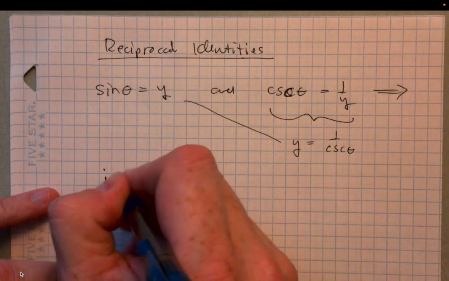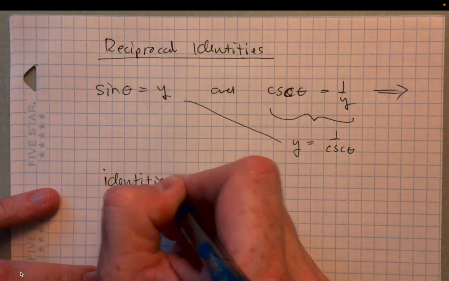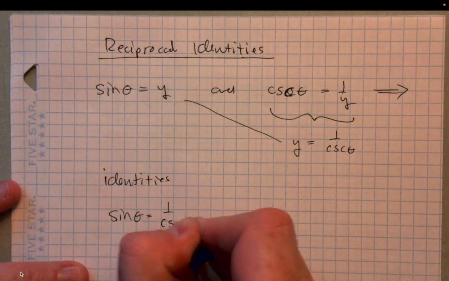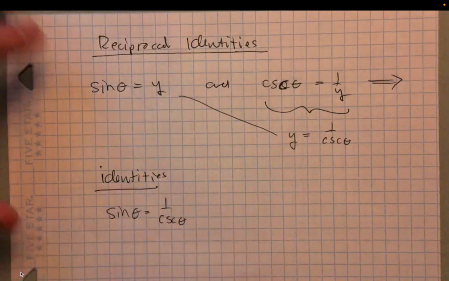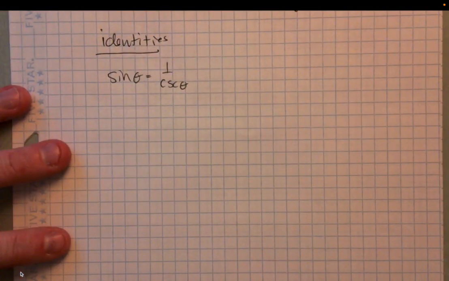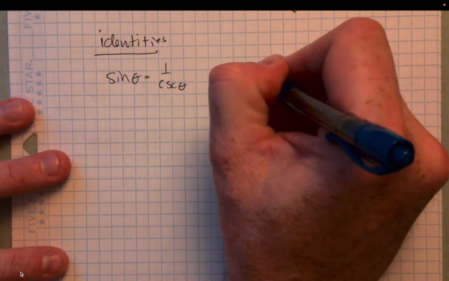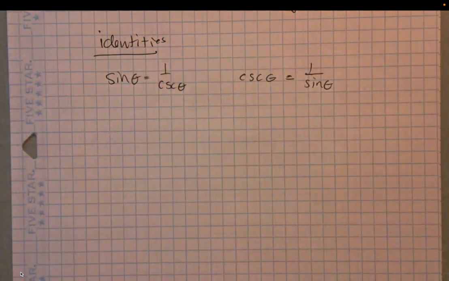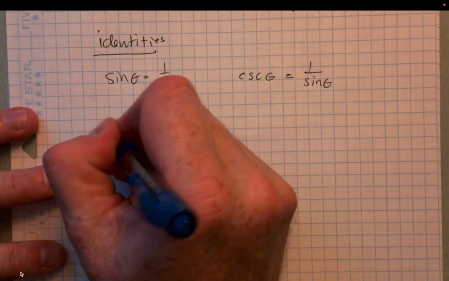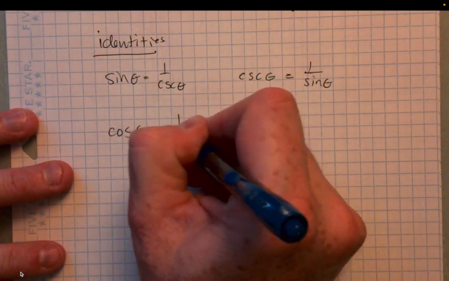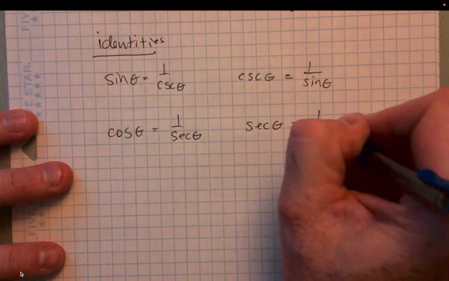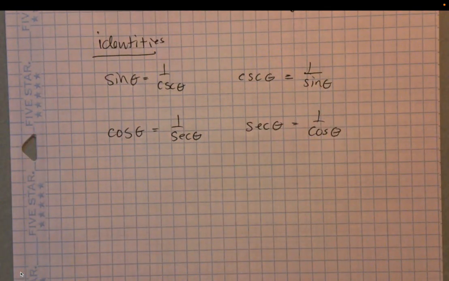And so the identities are as follows. The sine of theta is equal to 1 over the cosecant of theta. And also the cosecant of theta is 1 over sine of theta, right? That would be just algebra to get from one to the other. The cosine of theta is equal to 1 over the secant of theta. And similarly, the secant of theta is 1 over the cosine of theta.